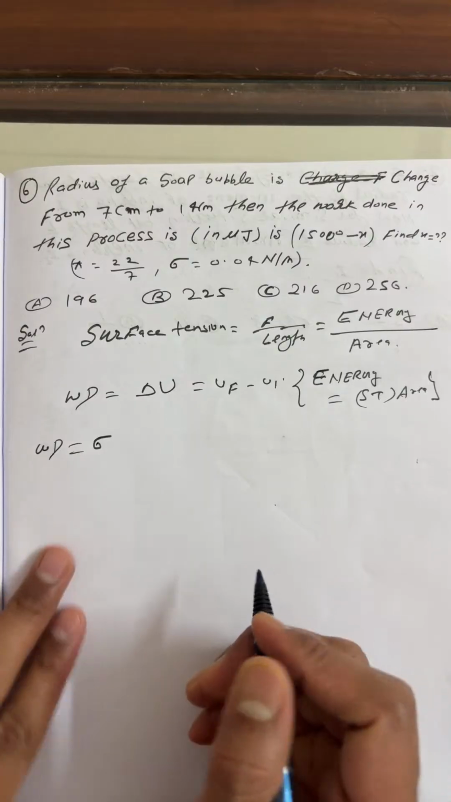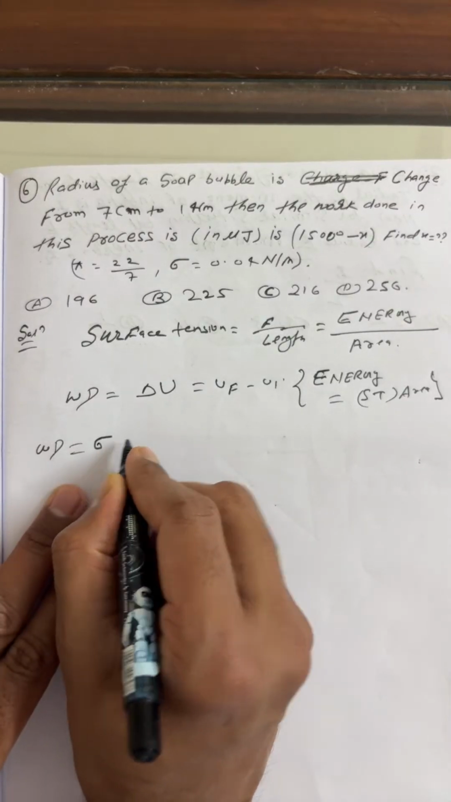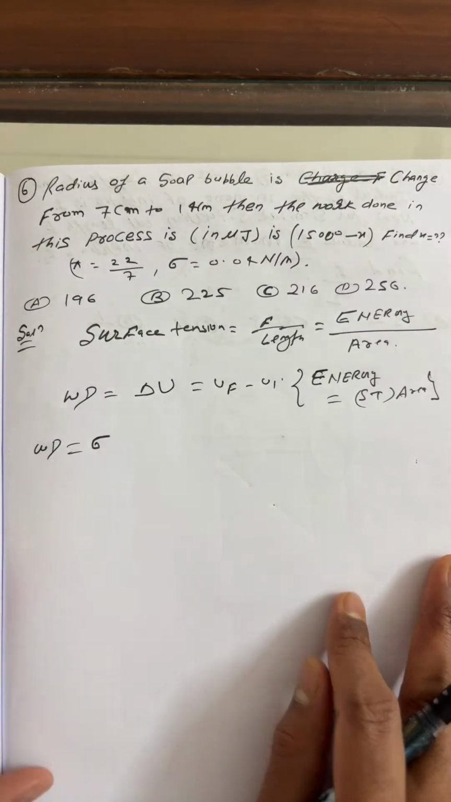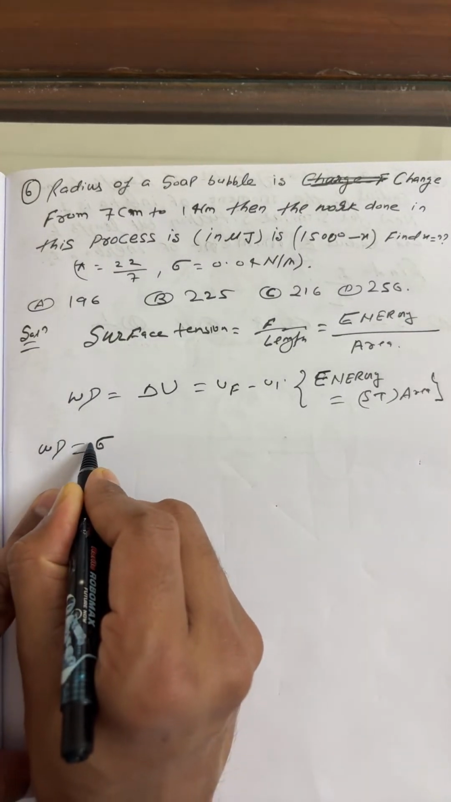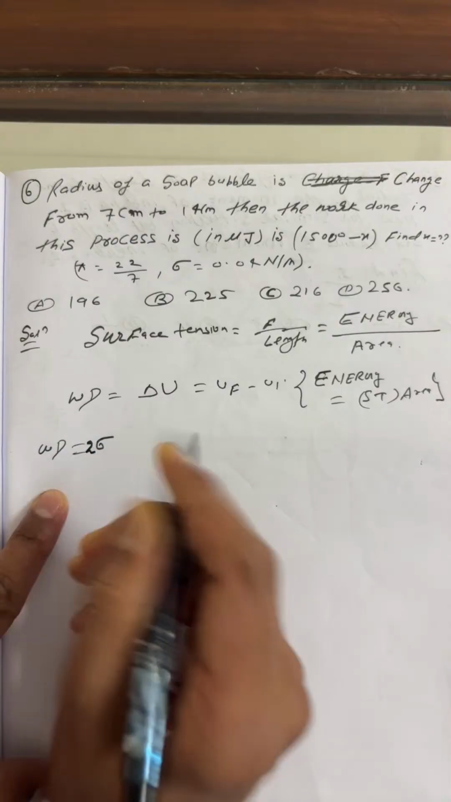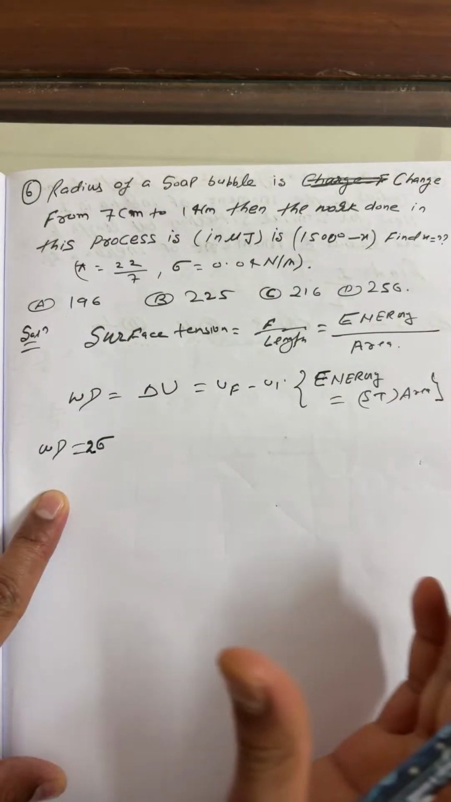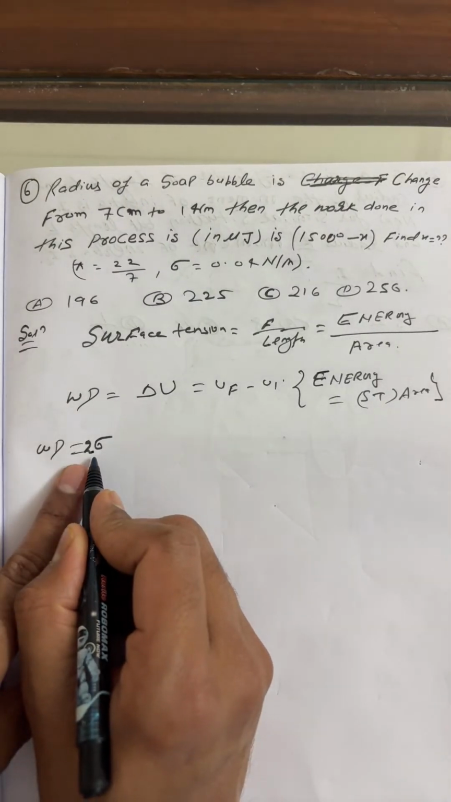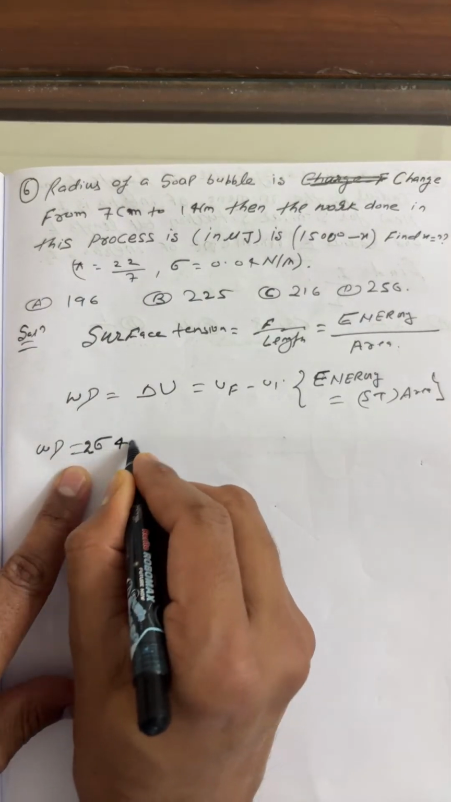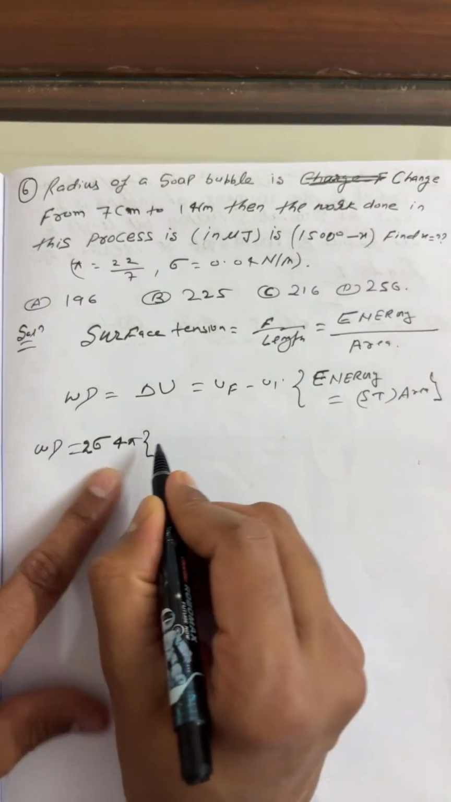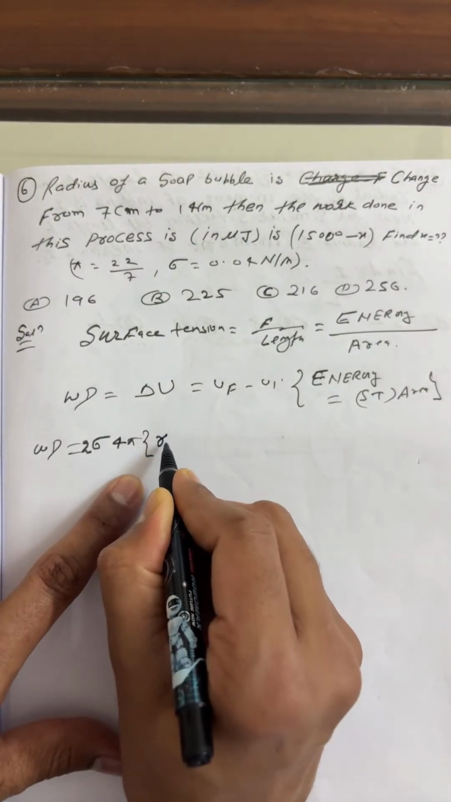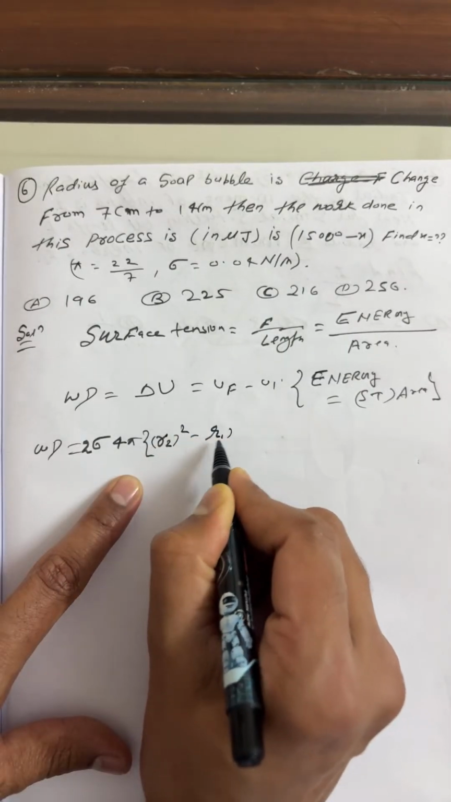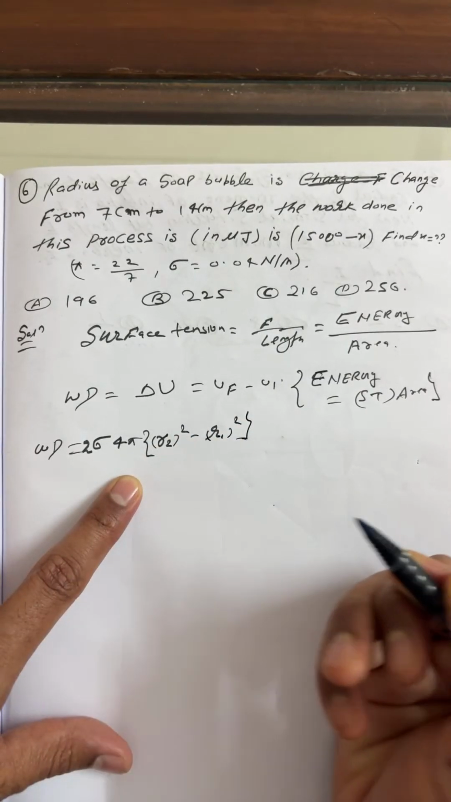So what is the area? 4 pi r square. Surface tension, beta, I know there is one point. It's a bubble, it's not a drop. Then you can take 2T. Be careful, beta. This is 2, but it's a soap bubble, not like a drop. So you can take surface tension as 2 sigma. You can take 4 pi common. Then R2, or you can say R final, minus R initial, whole square.